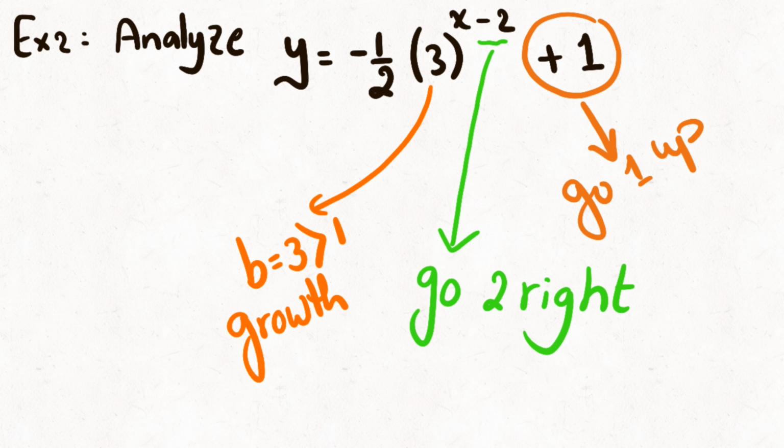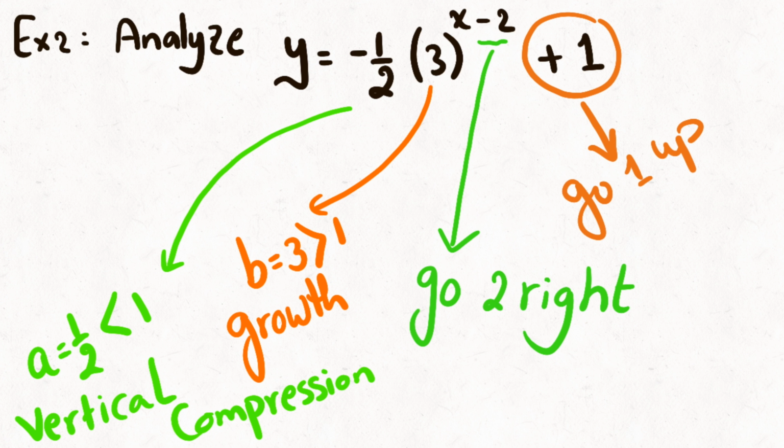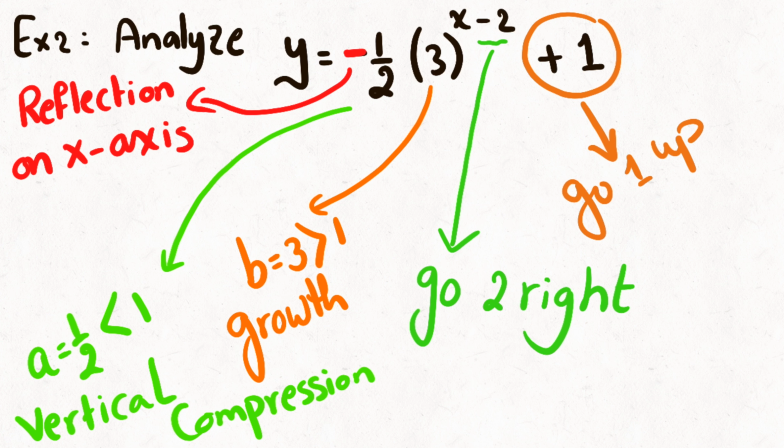Now, we will go to the part number 1/2, which indicates letter A, and it is less than 1. Because it is letter A, we will say it's a vertical compression or shrink, less than 1. Now, we need to notice that we have a negative beside the half. Having a negative at the start of the function means having a reflection on the x-axis.